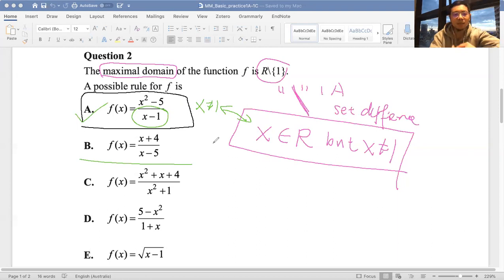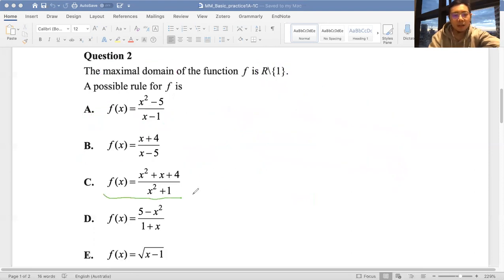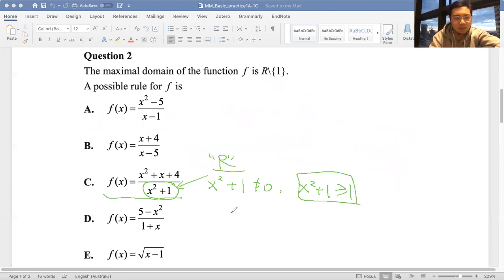Second one is x plus 4 divided by x minus 5. So again, denominator cannot be 0, so x minus 5 cannot be 0, so x cannot be 5. So in here, the domain should be R, but exclude 5. Okay, cannot take 5. Okay, let's keep going. So for C, the only denominator is this guy, but x squared plus 1 can never be 0. It's always greater than or equal to 1, right? So for this one, x can be any real number. Any real numbers over here.